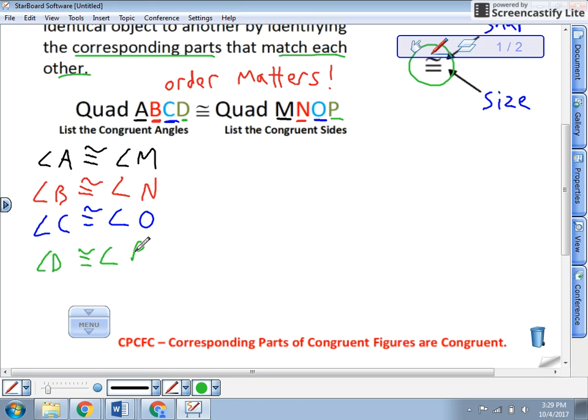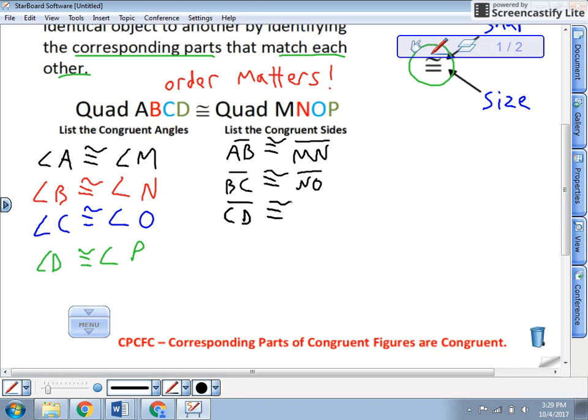Now, if we want to list the segments, it's the same idea. We just go in order. You see where that comes from? List the congruent sides. There are going to be 4 sides. We know that AB, the first 2 letters, segment AB is going to be congruent to, what's the first 2 letters in the other one? Segment MN. BC, the second 2 letters, is going to go with segment NO. CD is going to be congruent to, what's the last 2 letters over here? It's going to be OP.